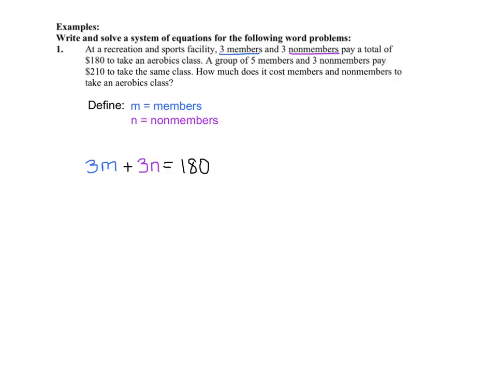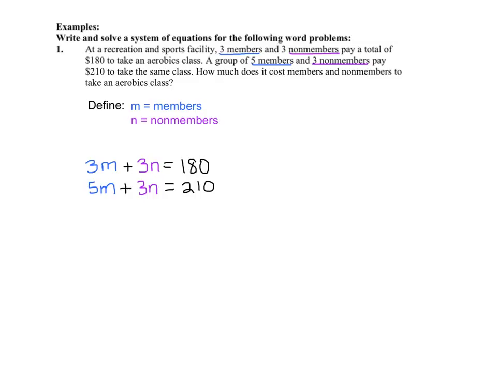Now our second equation, it says here, a group of 5 members. That's 5M. And a group of 3 non-members, so you're going to add 3N, pay $210. So that equals 210. So now we have our system of equations.